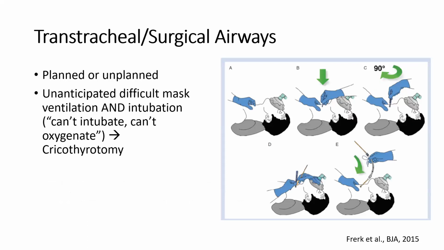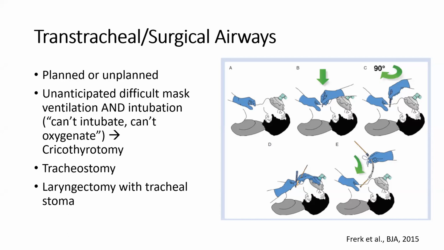And the last thing is transtracheal surgical airways. These can be planned, they can be unplanned. This is the last rescue option, often option D if other things fail. If you have a patient who you cannot mask ventilate and a patient who you cannot intubate, then the option is to directly ventilate through the trachea. What's illustrated in this picture is a cricothyrotomy, which is essentially making a small incision in the cricothyroid membrane and placing a bougie that helps you pass an endotracheal tube directly into the trachea. And that's kind of a rescue maneuver.